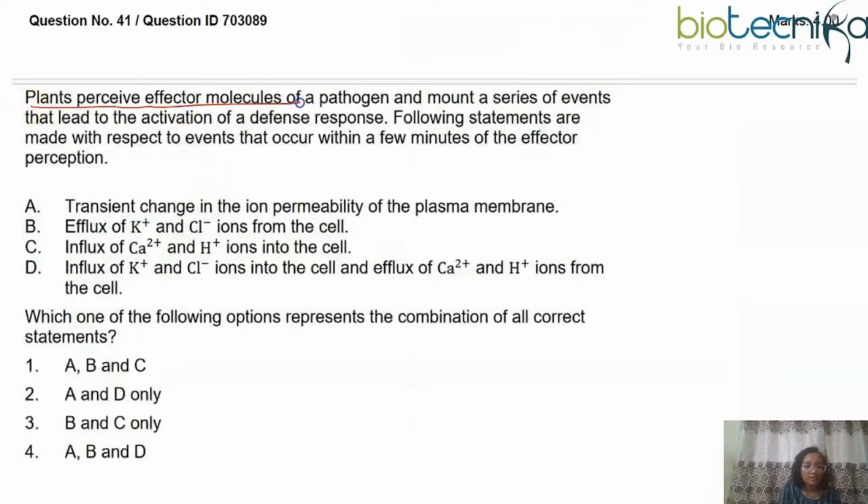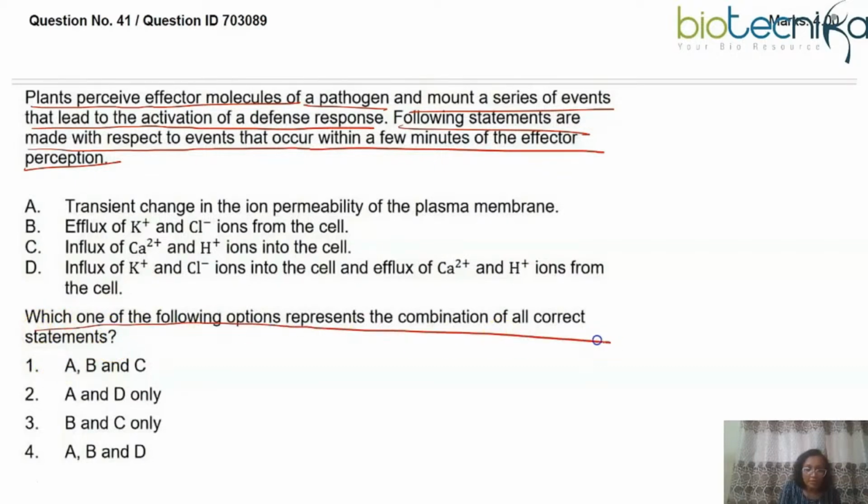Plants perceive effector molecules of a pathogen and mount a series of events that lead to activation of defense response. The following statements are made with respect to events that occur within a few minutes of the effector perception. Again, related to biotic stresses in plants. 4 statements are given. Which one of the following options represents the combination of all correct statements? Now let's look at it one by one. The first statement. Because of the presence of a pathogen, there is activation of defense response.